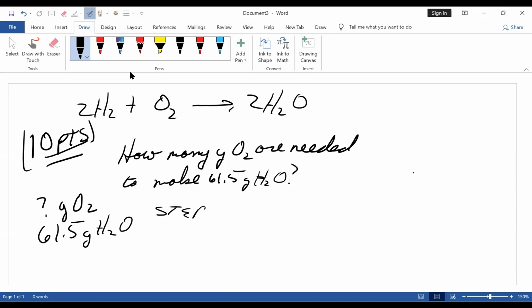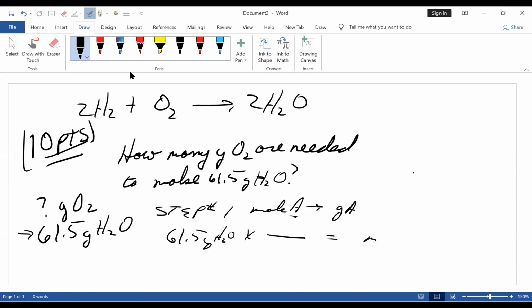So we have to do 3 steps. And what do we mean by A? Whatever we're given weight. And notice the only thing we're given is this. So step 1, I have to go from 61.5 grams of water to moles of water. Why?